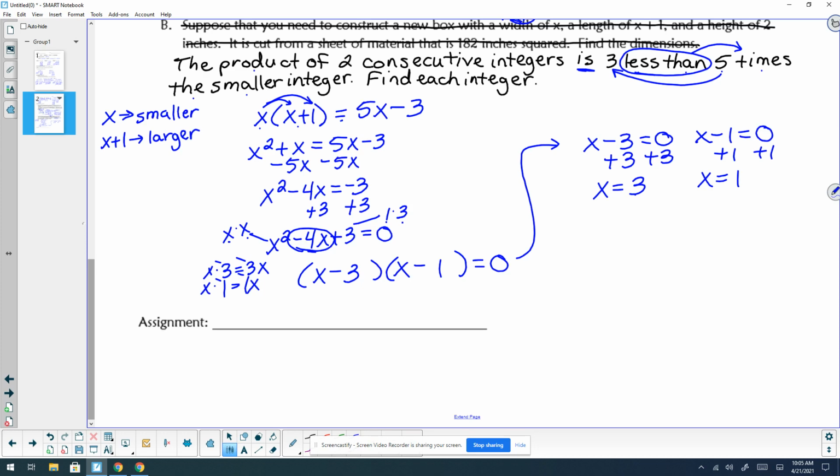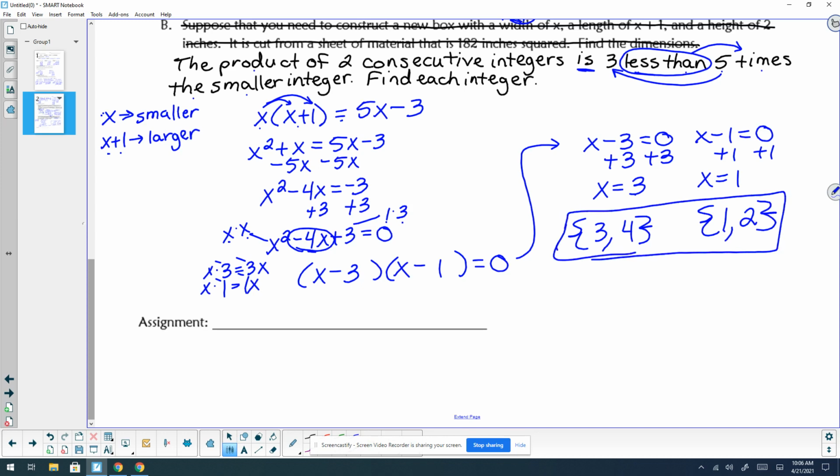So what this means is I actually have to have two different sets of integers. So my smaller integer would be 3. If you look up here to the left, I have my smaller integer is x. My larger integer is taking x plus 1. So my larger integer in this group would be 4. Now I have a group where my smaller integer is 1. The larger integer could be 2. So I actually have two sets of consecutive integers that would work for this problem.